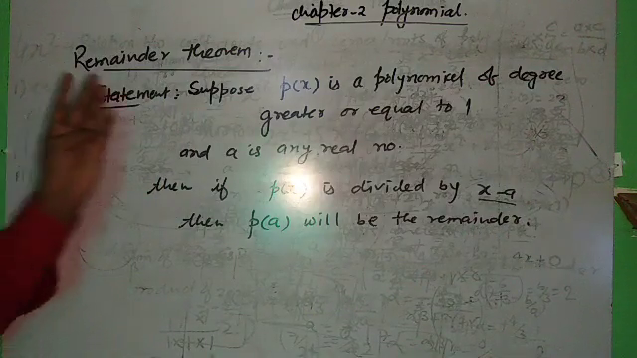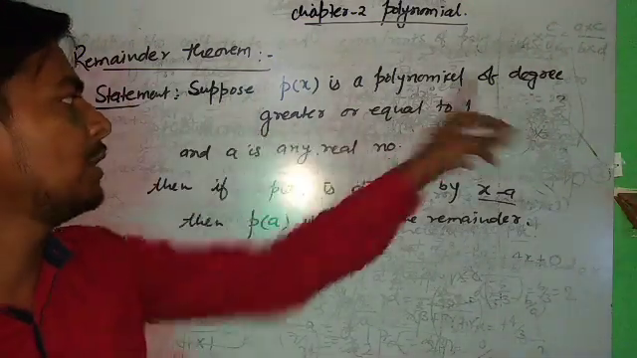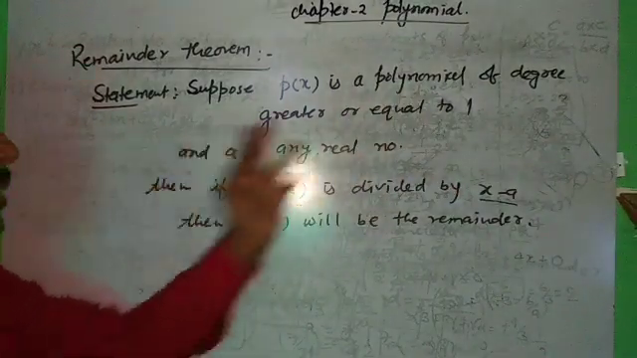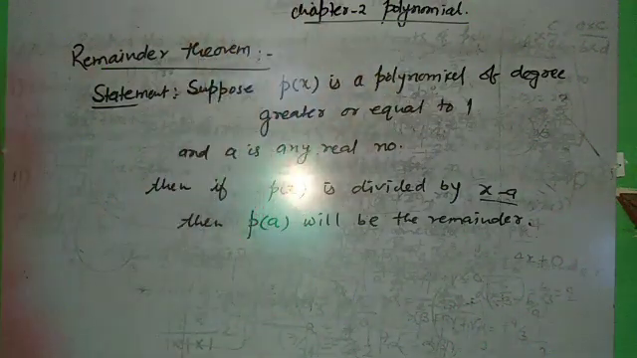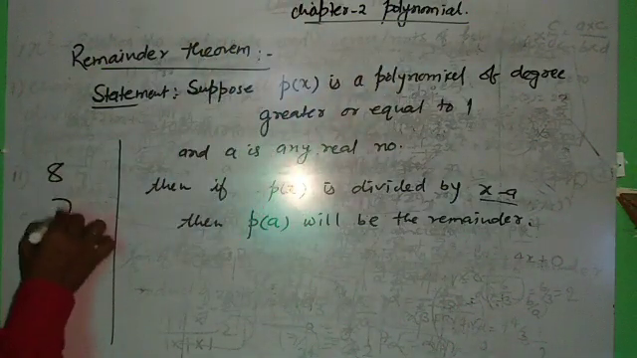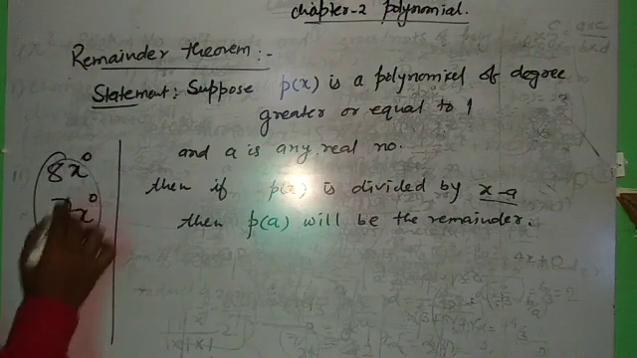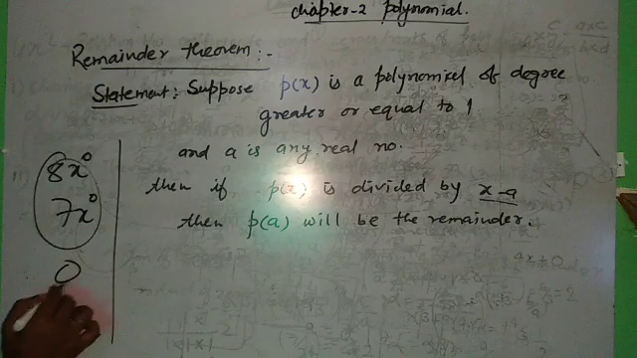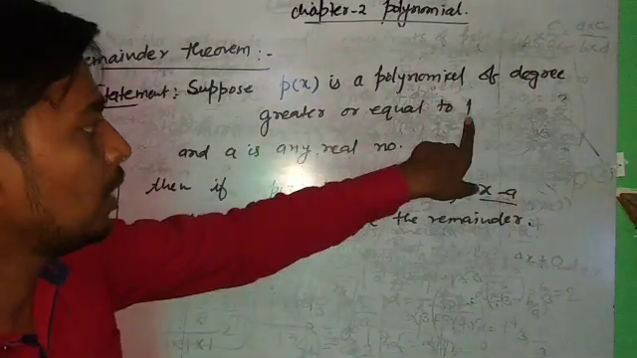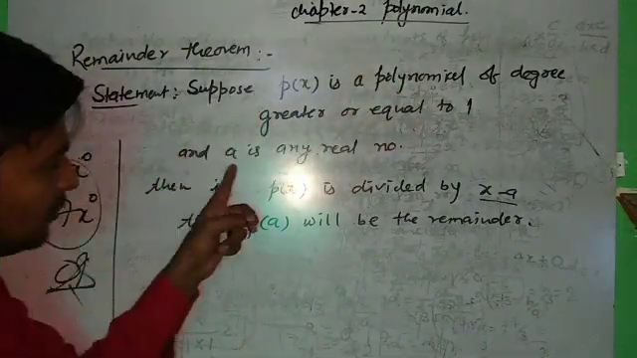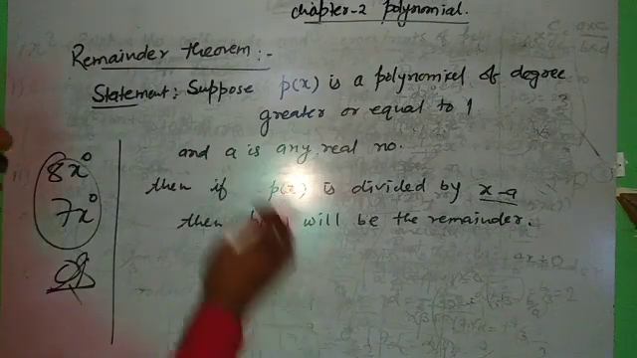Once again, take a look at the statement. Suppose p(x) is a polynomial of degree greater than or equal to 1, meaning the degree should be either 1 or more than 1. You cannot take a plain number, because all constants have degree 0, and even 0 cannot be taken because its degree is not defined. So a polynomial should be of degree 1 or greater. And a is any real number, rational, irrational, whatever you can take.